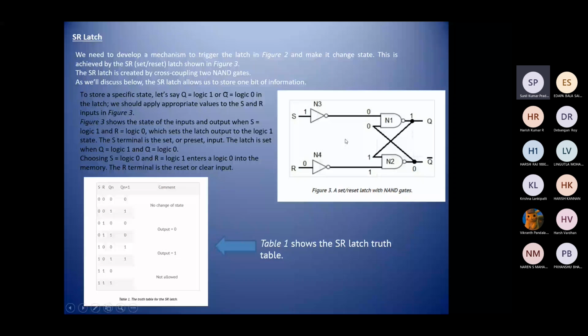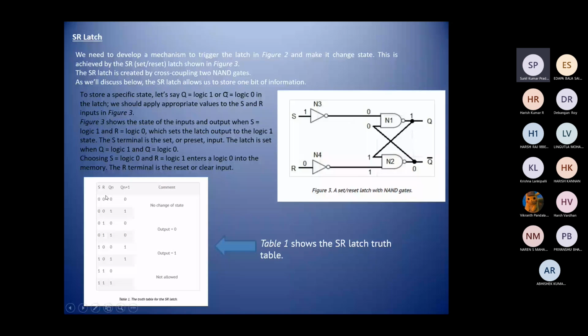Similarly, the S terminal is the set or preset input. The latch is set at Q equal to logic 1, and Q complement is equal to logic 0. So choosing S equal to logic 0 and R equal to logic 1 enters a logic 0 into the memory. Okay. So this is actually S, R, and Q, and Qn plus 1. So this is actually the SR latch table.